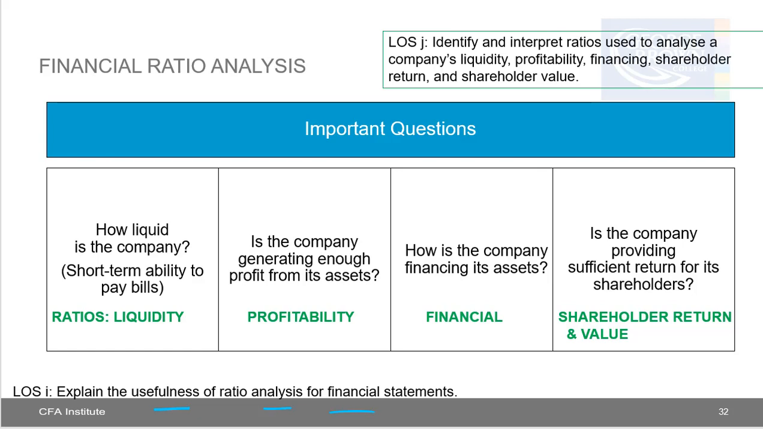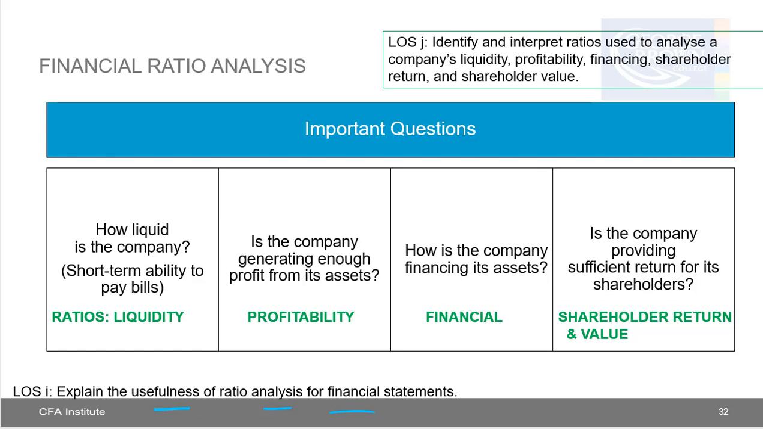Okay? So ratios help managers of the company or outside creditors and investors answer the following questions. Number 1, how liquid is the company, which is the short-term ability to pay bills? Number 2, is the company generating enough profit from its assets?